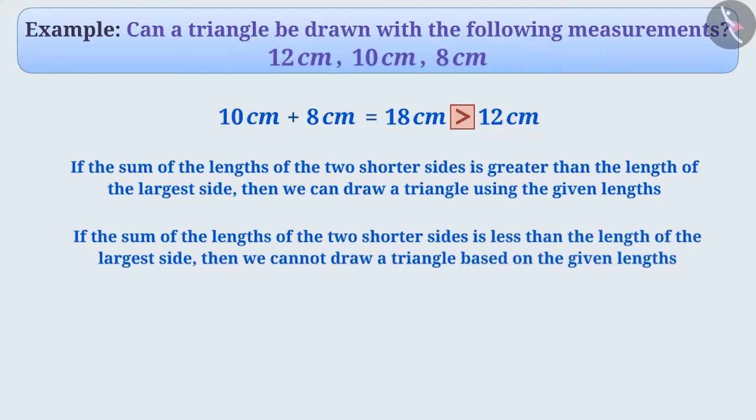Like here, we can see that the sum of the lengths of the two shorter sides is 10 cm plus 8 cm, which is equal to 18 cm, and the largest side is 12 cm. Since 18 cm is greater than 12 cm, we can say that a triangle can be formed with the lengths 12 cm, 10 cm and 8 cm.